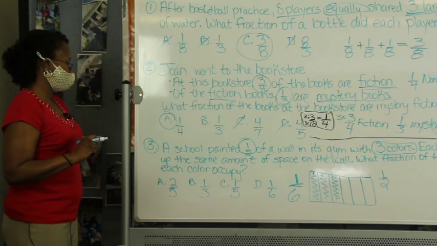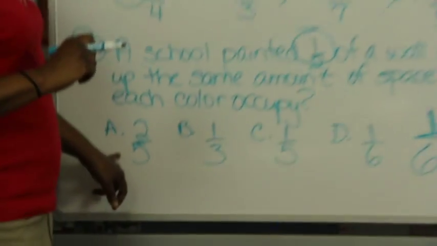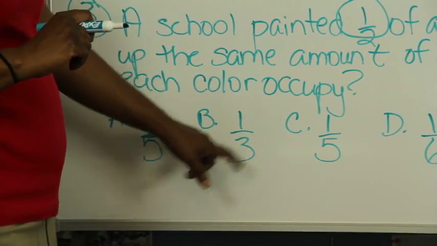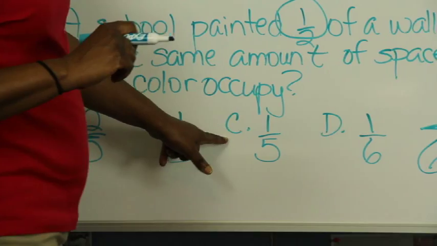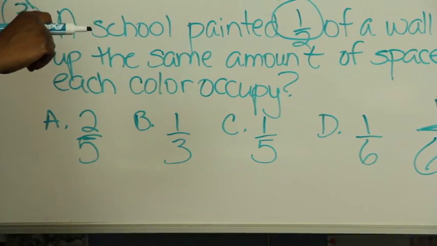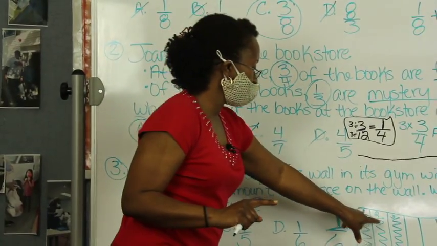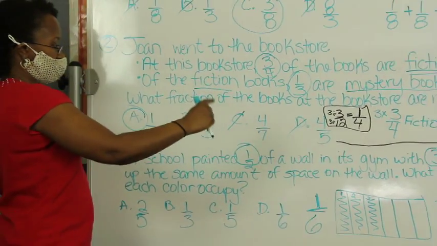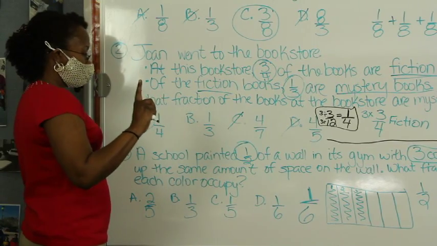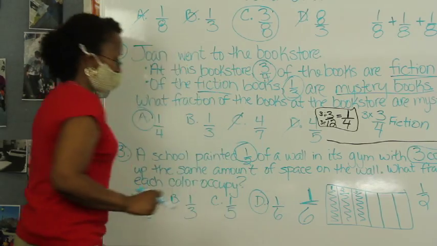So let's see if that answer is even on the board here. A is 2/5, B is 1/3, C is 1/5, and D is 1/6. Our answer is there, and we're just solving for each color. So it doesn't matter which color you choose, out of the 6 parts, only 1 part is going to be a specific color, okay? So we're going to go with 1/6 here, and that's going to be our answer.